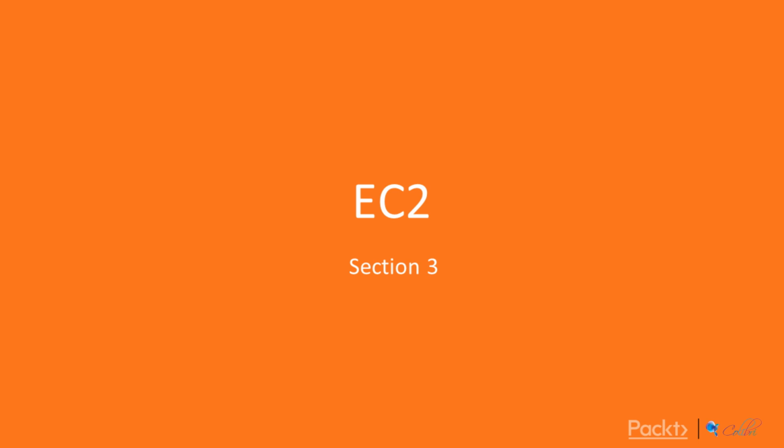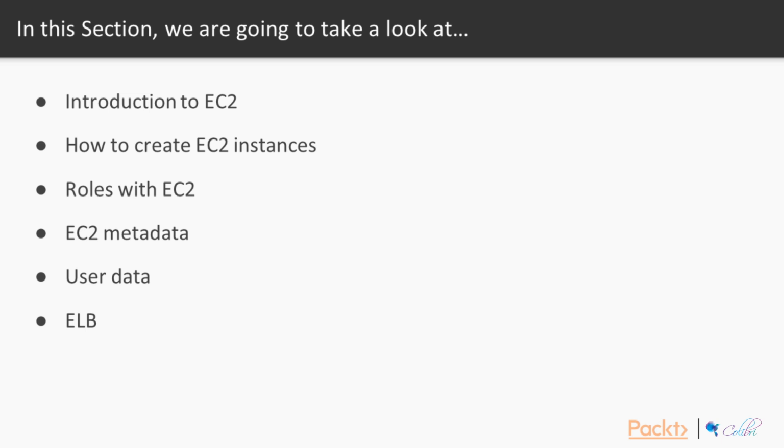Welcome to section 3 of the course, which is on EC2. In this section, we will learn an introduction to EC2, what it is, the instance types available, the storage, as well as an introduction to the AWS CLI, how to create EC2 instances by launching, connecting, and how we can monitor them. We're going to continue from the IAM section by using roles with EC2.